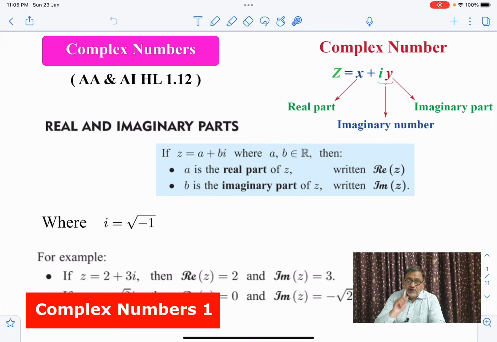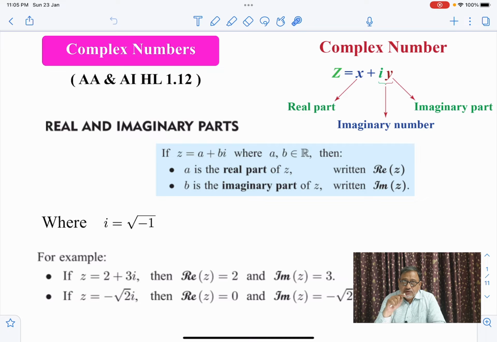Look here, I have divided this chapter into 4 parts. So I am going to cover slowly all the topics in complex numbers, because in the beginning I am not going to take any past paper questions in this lesson. Okay, so all basics and all your concepts should be clear from the first part of AAHL 1.12. This is for AA as well as for AI. Okay, so let us start here.